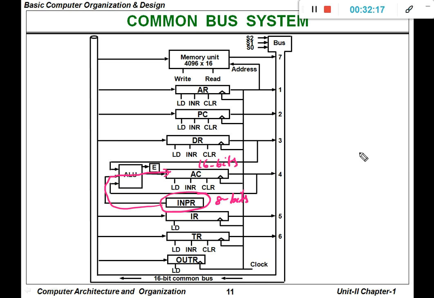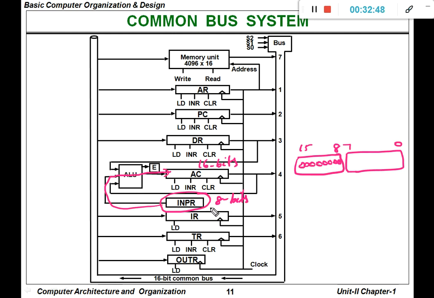So how it is going to be stored is, it is going to be stored in bits 0 to 7, and bits 8 to 15, the remaining register, will be filled with all zeros. 1, 2, 3, 4, 5, 6, 7, 8. The remaining 8 bits will be filled with all zeros. So like this, the INPR will be stored in the accumulator register.